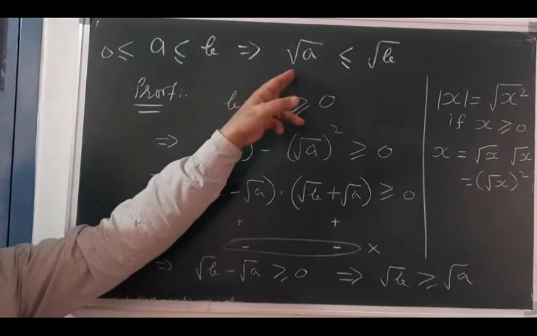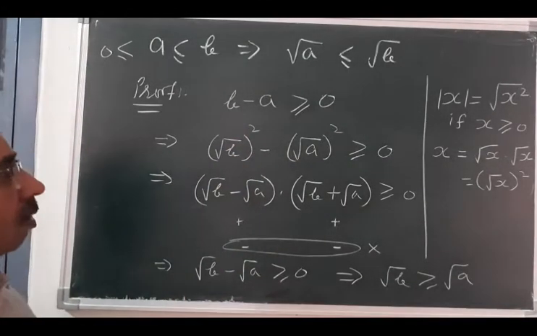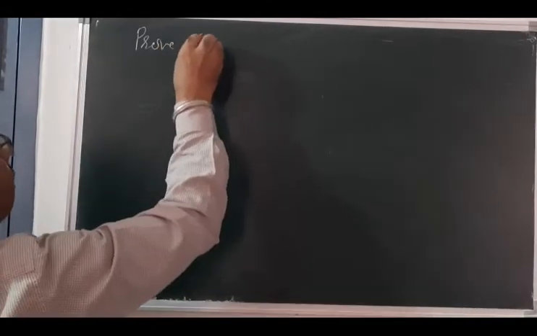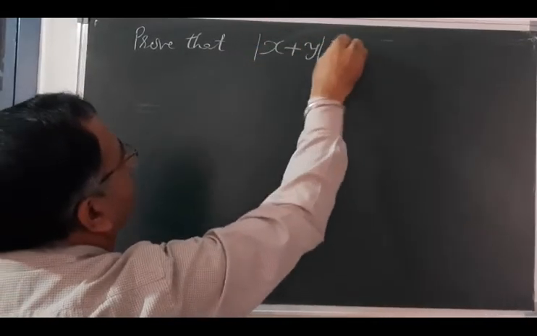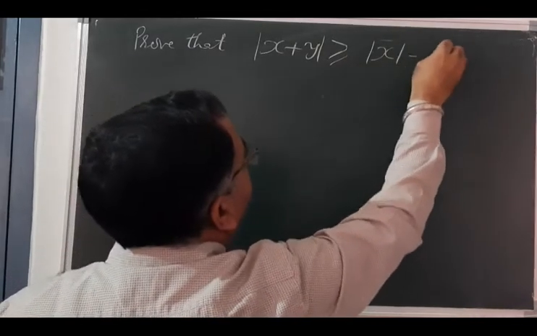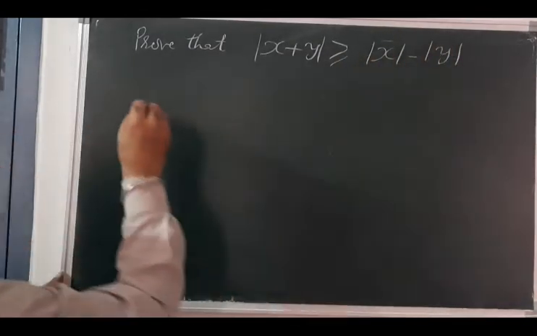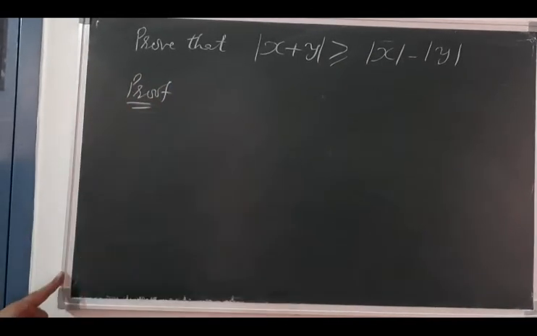So I used this result in my previous question. That's why I had to prove this one also. So, mod of x plus y is greater than or equal to mod x minus mod y. So see its proof.